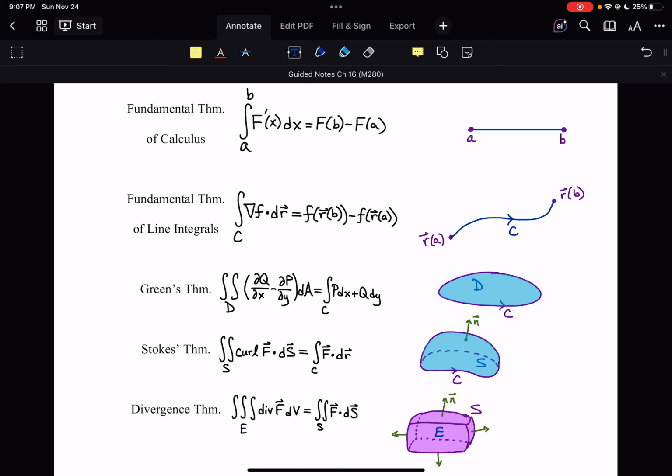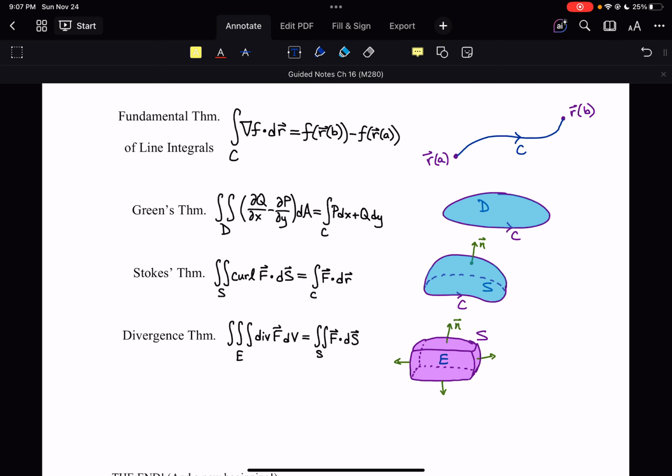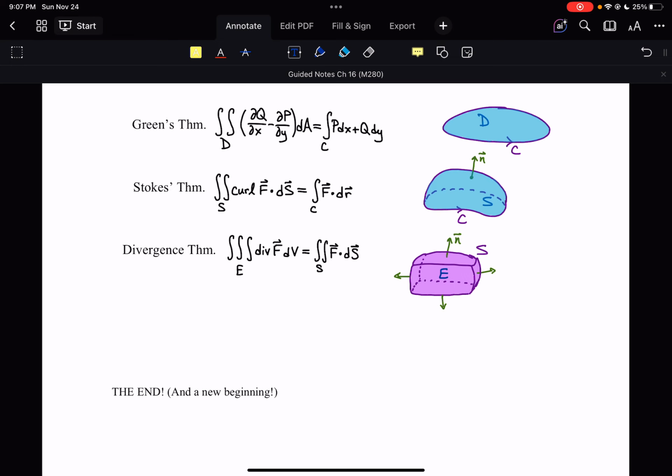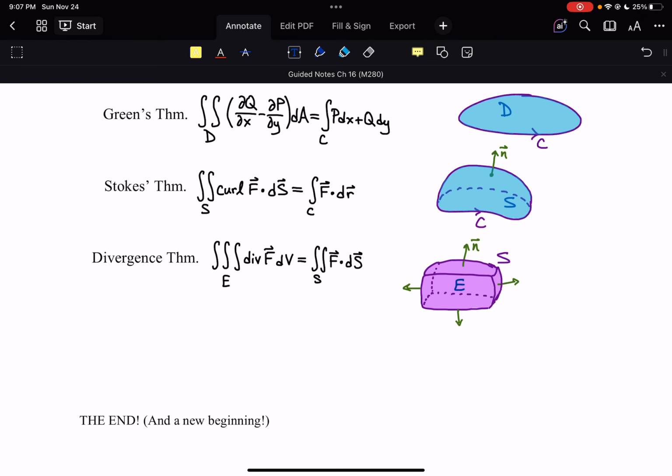So it's kind of interesting to see how these are all at least a little bit related to each other as we close out the end of Calc 3, the end of vector calculus. So this is the end of the course.